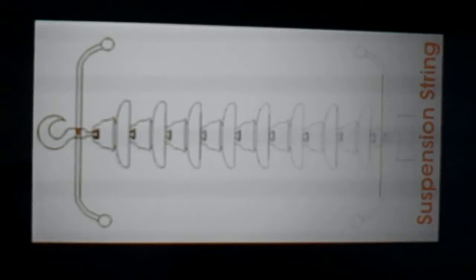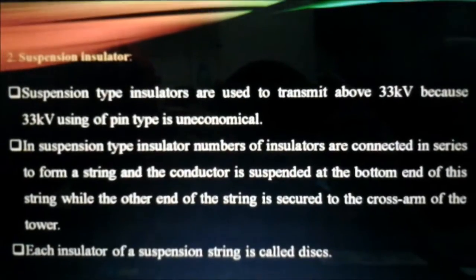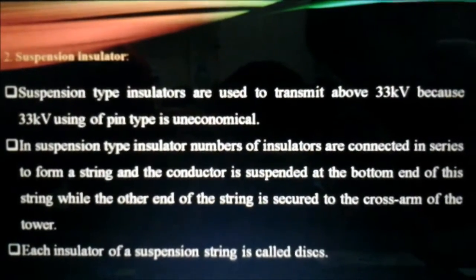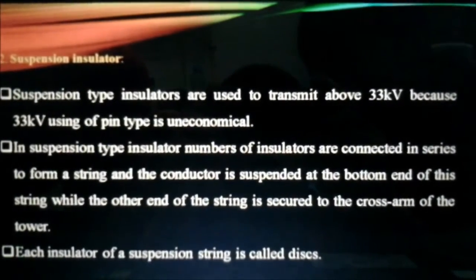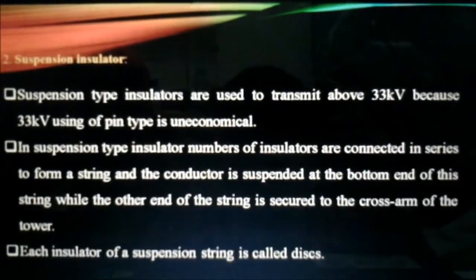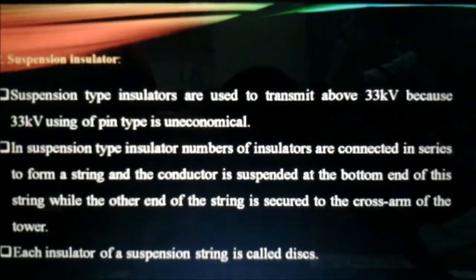Okay, this is the second example, suspension insulator. For our first main point for suspension insulator, these types are used to transmit above 33 kV because at 33 kV using pin type is uneconomical.